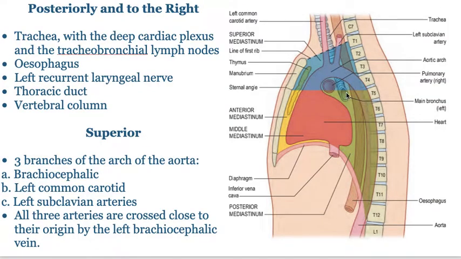Posteriorly and towards the right, we have the trachea, with the deep cardiac plexus and the tracheobronchial lymph nodes, the esophagus, the left recurrent laryngeal nerve, thoracic duct, and the vertebral column. Superiorly, we have the three branches of the arch of aorta: brachiocephalic, left common carotid, and left subclavian. All three arteries are crossed close to their origin by the left brachiocephalic vein.